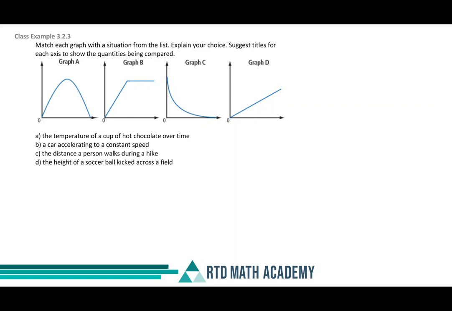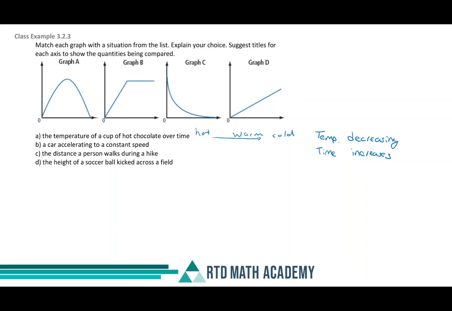The temperature of a cup of hot chocolate over time. Hot chocolate's going to start out pretty warm, and as time goes along, it gets colder and colder. So it goes from hot to warm to cold. So in other words, the temperature is going to be decreasing while the time increases.